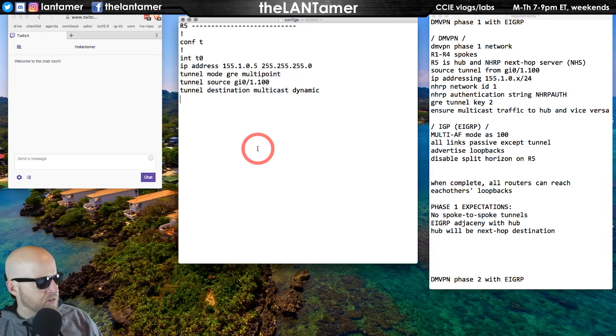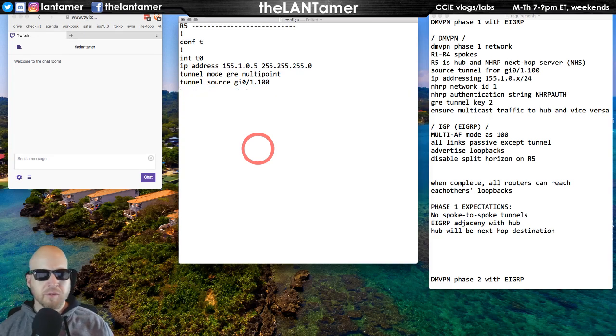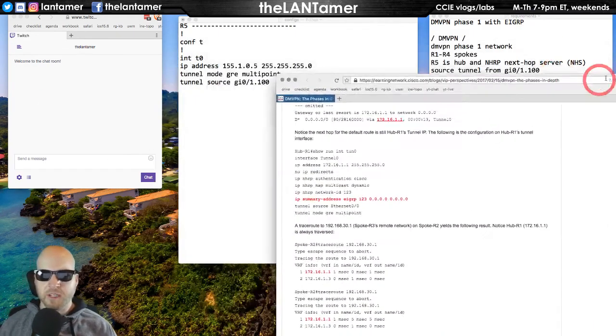Tunnel source, tunnel mode. Yeah, it doesn't appear to be complete. No, maybe it is. Maybe it is. All right, so let's go with this. I had one of my commands wrong. That's why.